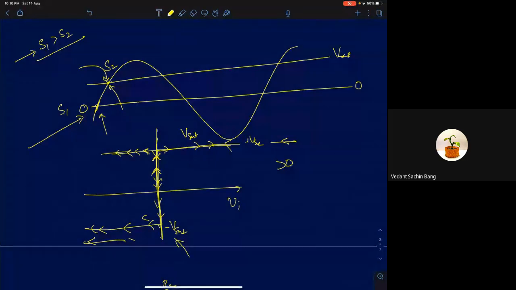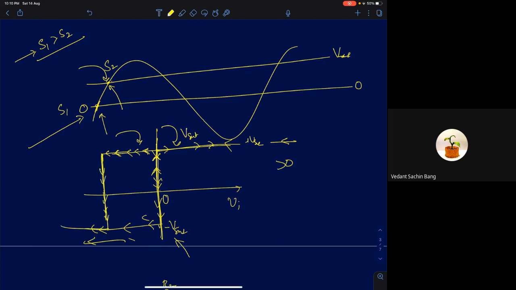But what if the moment your output changes, I will somehow change the threshold point itself. I will no longer keep it at 0. I'll keep it at, say, some negative value. Instantly, let's say I'm able to do that. Then, even if your input is negative, your output will still be plus VSAT. Only when your input reaches a certain negative value, then you change it.